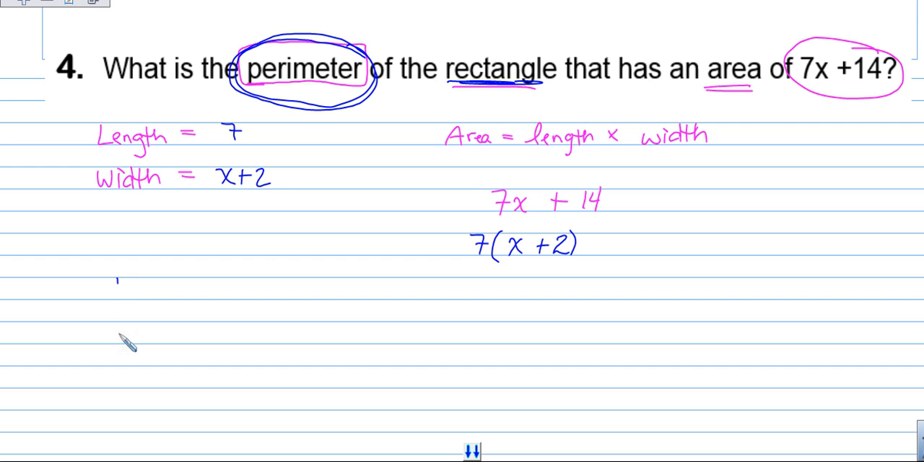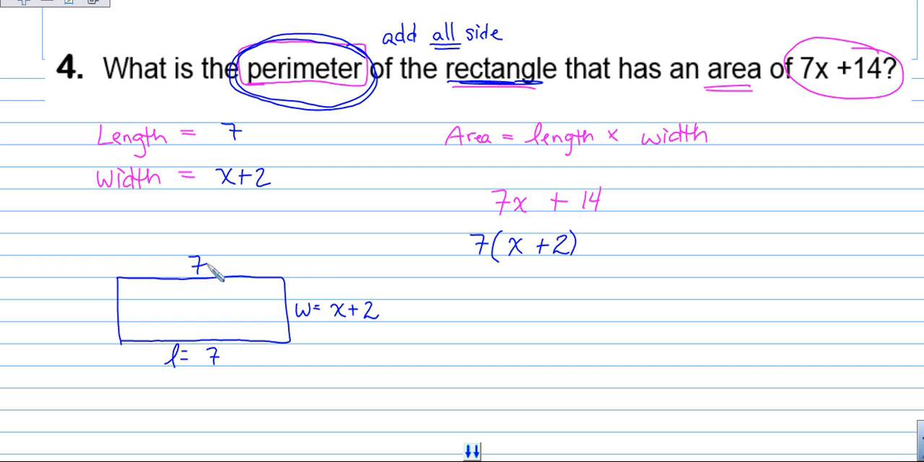So let's draw the rectangle again. Okay? And so we have a length and we have a width right here. And remember, this is going to be 7. This one's going to be x plus 2. And perimeter is when you add all sides. Okay? Add all the sides. So this is 7, so what must this one be? 7. X plus 2 over here, well, this is the same length, so this is going to be x plus 2 as well.